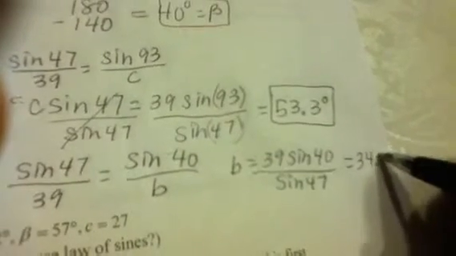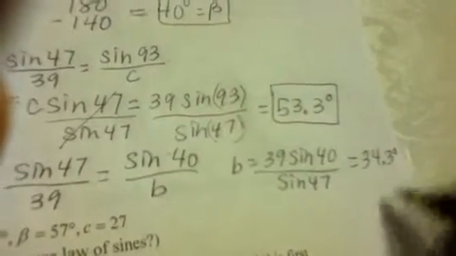So we plug that in the calculator and we should get, try this first, see if you get the same answer, 34.3. So once we know everything for that triangle, we now know C, we now know B, we found beta, we have solved the triangle because we found all the missing pieces.